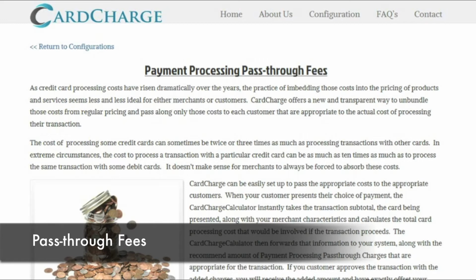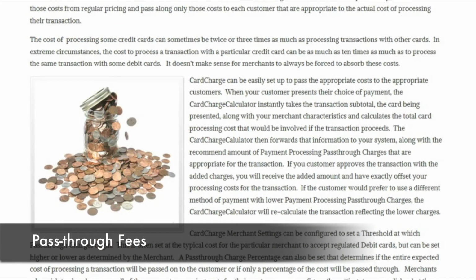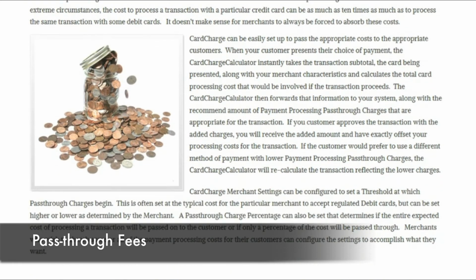If the customer approves the transaction with the added charges, the merchant will receive the added amount and have exactly offset your processing costs for this transaction. If the customer would prefer to use a different method of payment with lower payment processing pass-through charges, the CardCharge calculator will recalculate the transaction reflecting the lower charges.